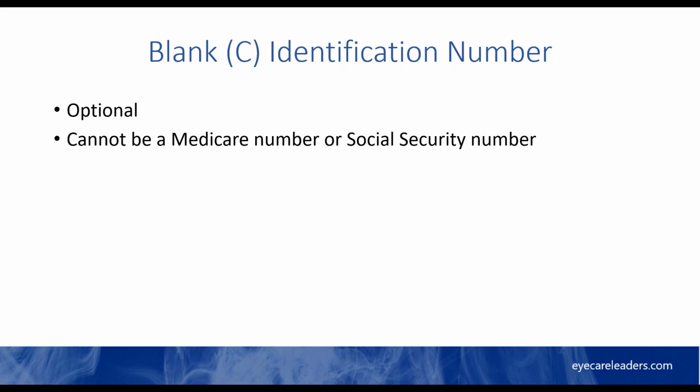Blank C is the identification number. Notifiers may enter the identification number for the beneficiary that helps to link the notice with a related claim. The absence of an identification number does not invalidate the ABN. An internal filing number created by the notifier, such as the medical record number, may also be used. Medicare numbers or Social Security numbers must not appear on the notice.